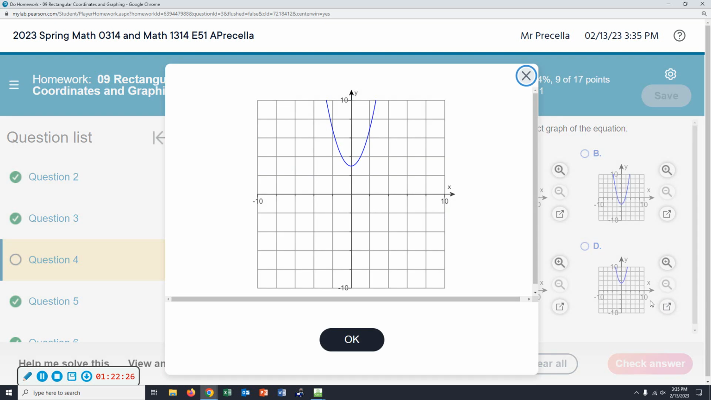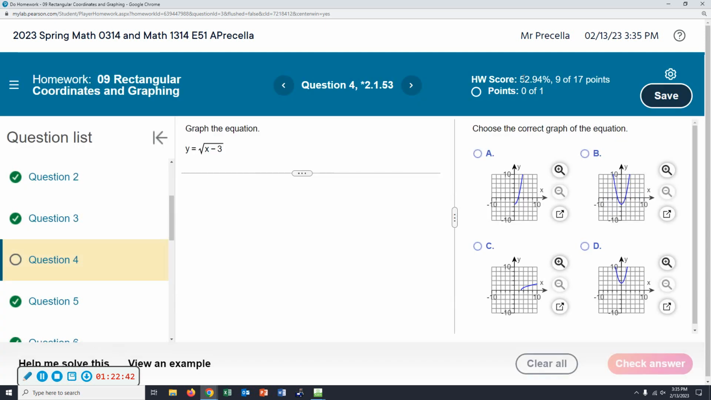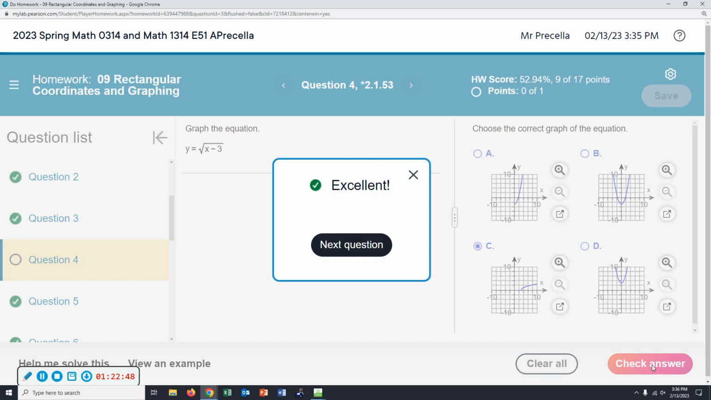Okay, it's definitely not D. But again, if you go back to that first point we found, right 3 up 0. Or heck, the second one, right 4 up 1. You see, that's not on the graph. Any questions there? So which one did y'all say it is? C? Okay.